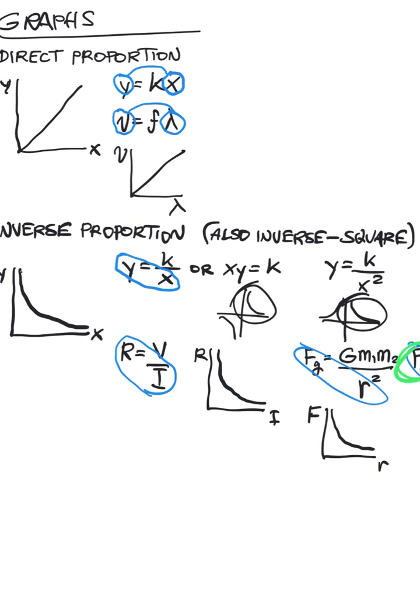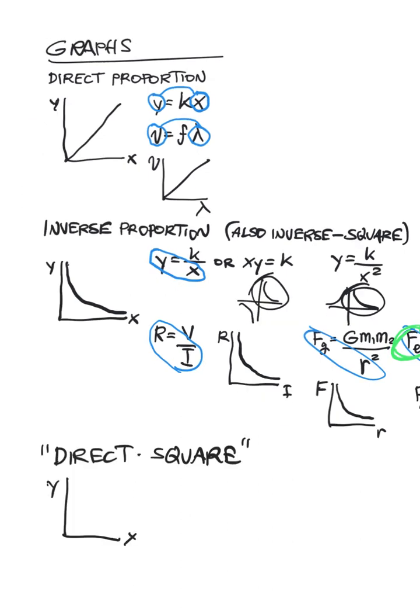There is another kind of graph involving a curve, but instead of a downward curve, it's an upward curve, and that's anything that has a square in it. So direct square is, instead of y being directly proportional to x, y being directly proportional to x squared. That graph is going to be a curve kind of going up like that. You might recognize that as a parabola. If you put y equals some constant times x squared, y equals 1x squared, 2x squared, 3x squared, you are going to get a parabola.